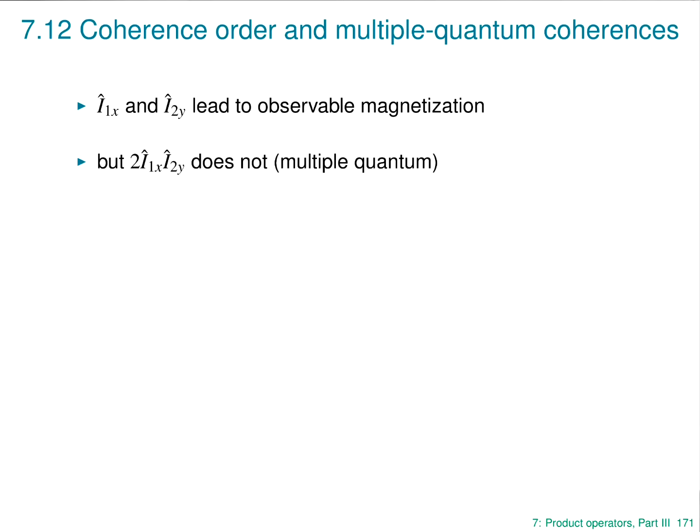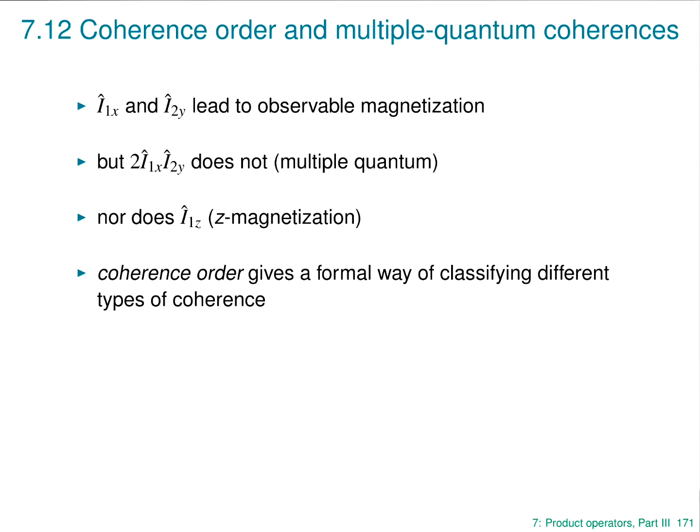So we want to talk about these terms a bit. Of course, there are actually also other terms that don't generate observable signals. So I1Z, right? That's not observable either. Z magnetization just sits there on the Z axis. It doesn't precess. It doesn't give rise to any observable signal. And what we're looking for is a way of describing the difference between these terms. What is it that makes one of them observable and one of them not observable? And the concept of coherence order gives us a convenient way of classifying these different terms, these different coherences, and then we can say which of them are and are not observable.